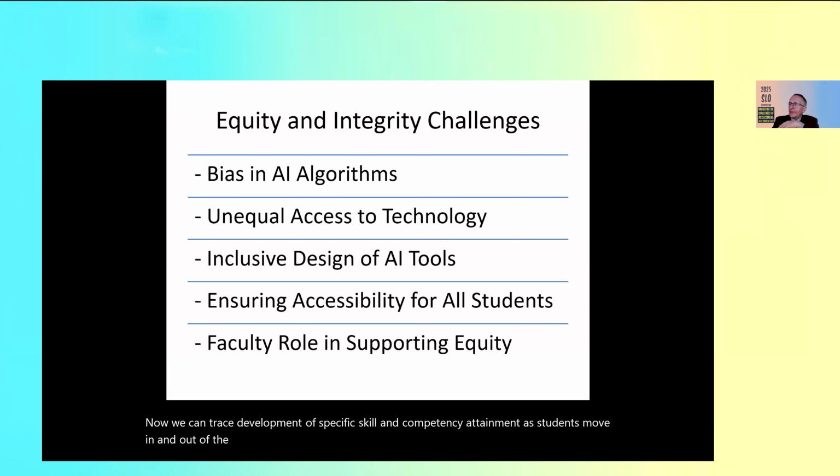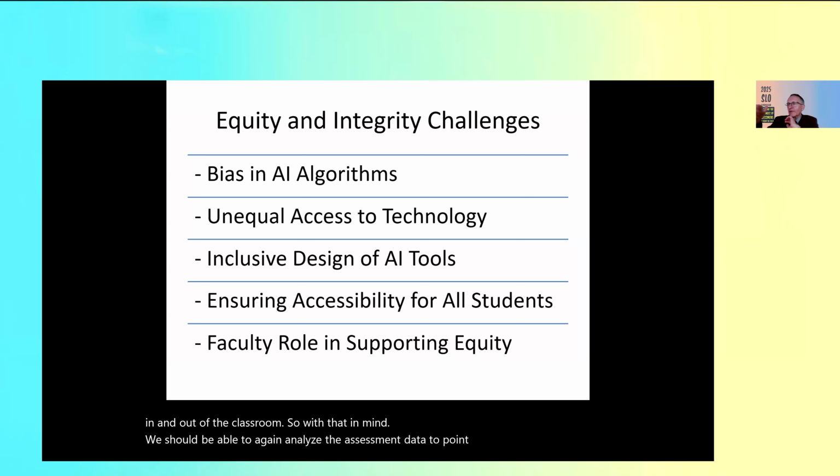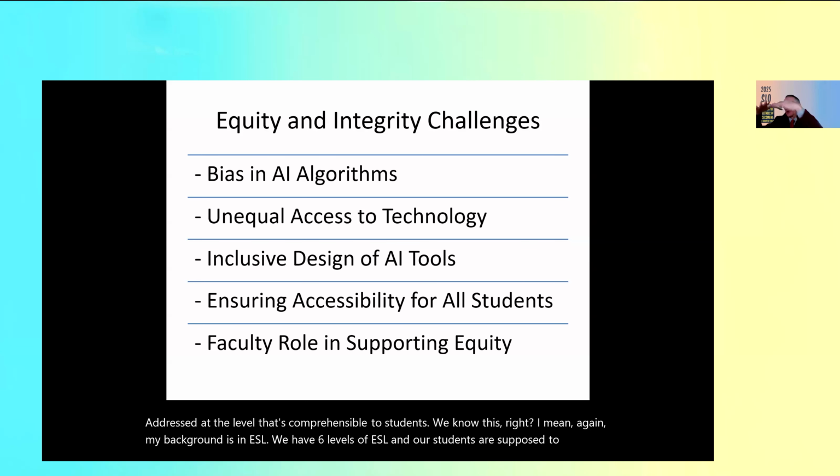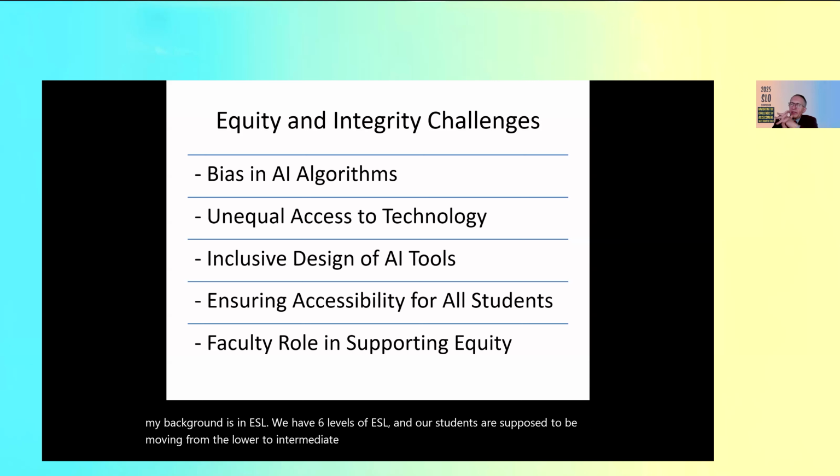So with that in mind, we should be able to again analyze the assessment data to point to the trends in the class and make sure that competencies and skills that we are talking about are addressed at the level that's comprehensible to students. We know this, right? I mean, again, my background is in ESL. We have 6 levels of ESL, and our students are supposed to be moving from the lower to intermediate to advanced levels. We know that this never happens. Life doesn't work that way.